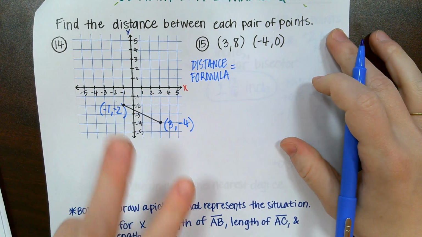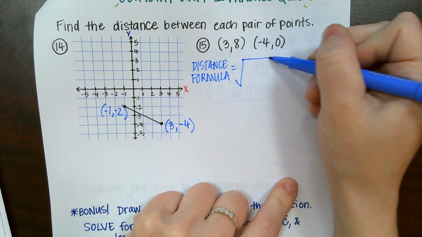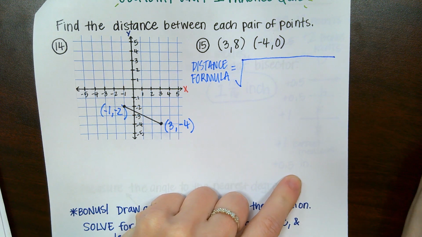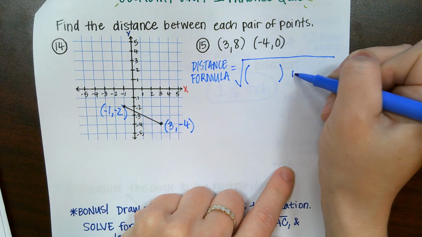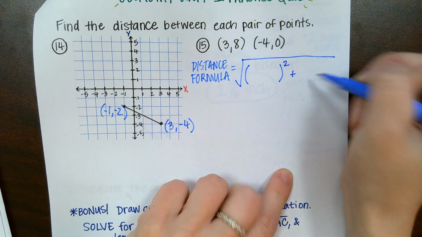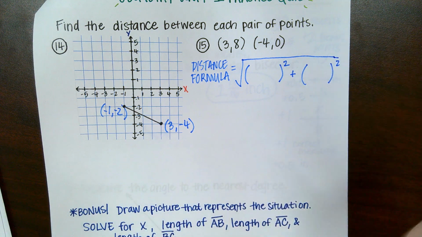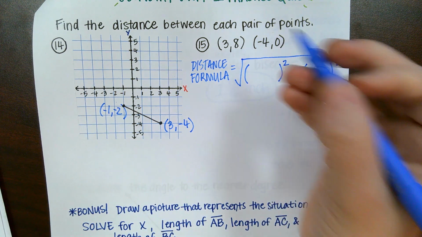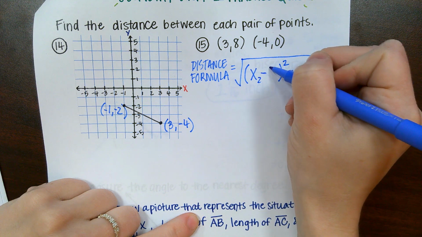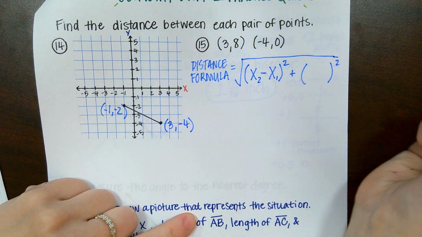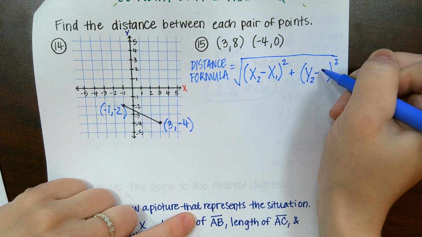So to find the distance between 2 points, we start with a big square root. Then I've got 2 sets of parentheses being squared and added together. In your first set of parentheses, we're going to take x2 minus x1. And in the second set of parentheses, we're going to do y2 minus y1.